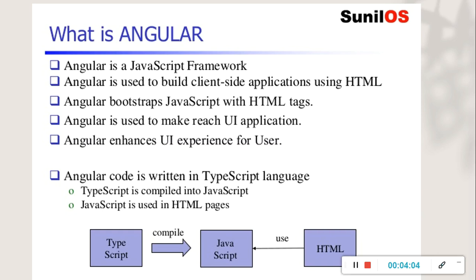Angular bootstraps JavaScript with HTML, so nothing much complicated; Angular uses HTML tags with JavaScript. It is used to make a very good UI application and a better user experience. The Angular code is written in TypeScript. Now what is TypeScript? TypeScript is a superset of JavaScript which ultimately compiles to JavaScript when you run your Angular application. So this is a diagram: you write code in TypeScript, you compile it, it converts to JavaScript, and then HTML uses that raw JavaScript.